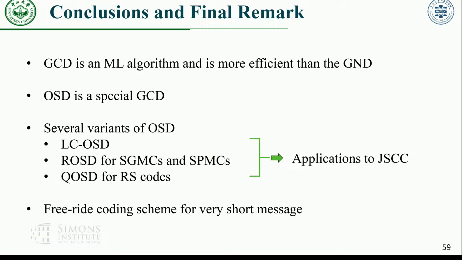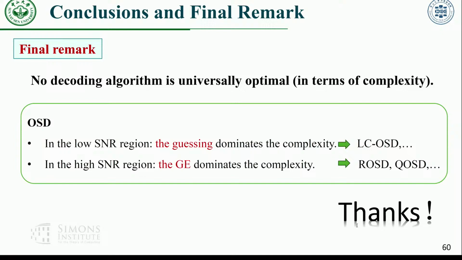We also have what we call free-ride coding for very short messages. And as a final remark, I want to say, no decoding algorithm is universally optimal in terms of complexity. So in the low SNR region, some algorithm is preferable. In the high SNR region, some other OSD algorithm may be preferred. As another example for polar codes, increasing the list is not a good choice in the high SNR region, right?